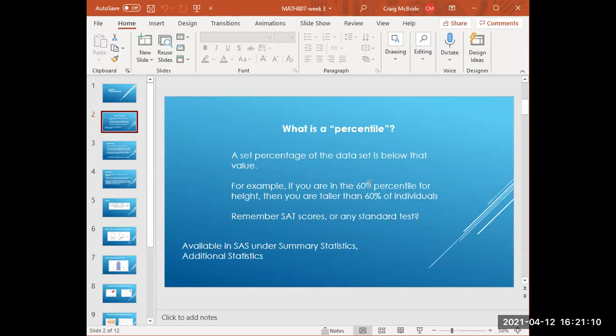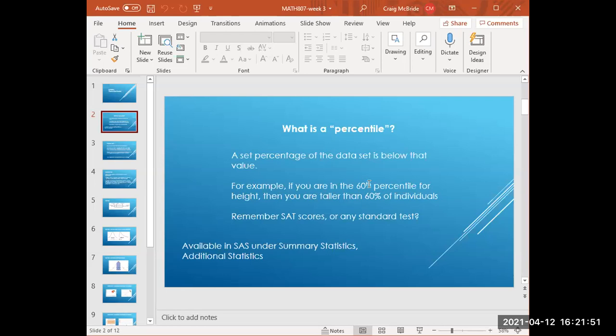It tells you if this data is in the 60th percentile, it simply means it is larger than 60% of your data. Now, there's some inconsistency with percentiles, where some authors will talk about the 60th percentile as being greater than or equal to 60% of your data. The more common thing is if you're in the 60th percentile, then you are strictly greater than 60% of the data.